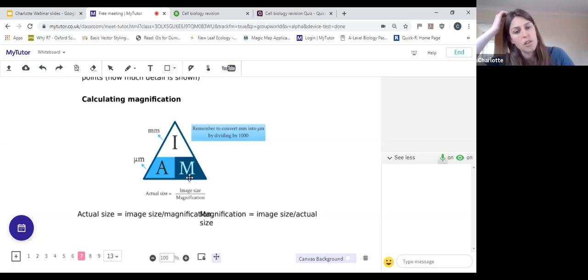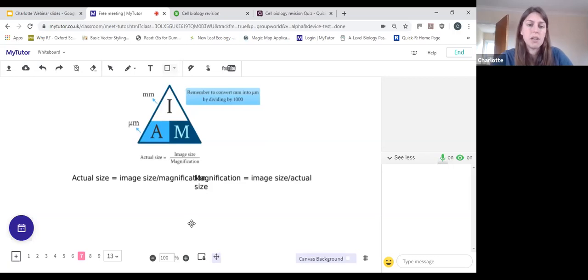Remember that actual size is usually in micrometers, whereas image size is in millimeters. So here converting between units comes into play. When you're working an equation, everything needs to be in the same units, so you need to convert first. So you need to convert your millimeters to micrometers by multiplying by 1,000, according to those tables that we saw on the first page.